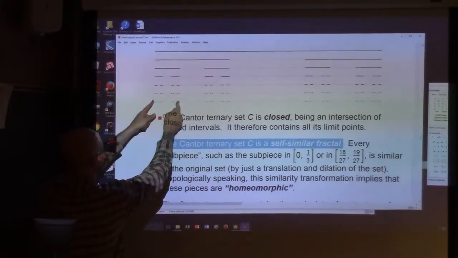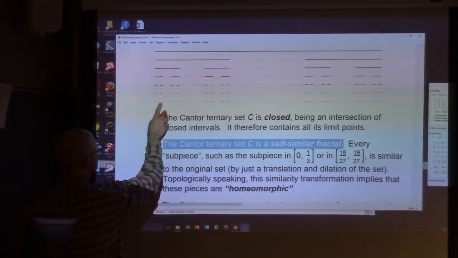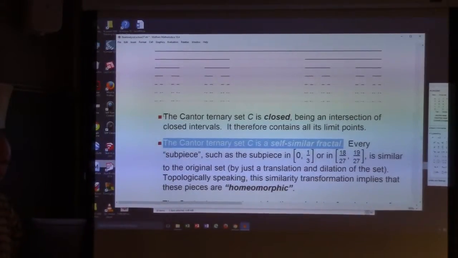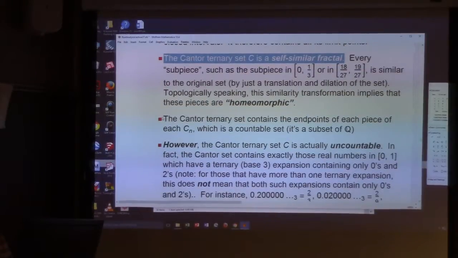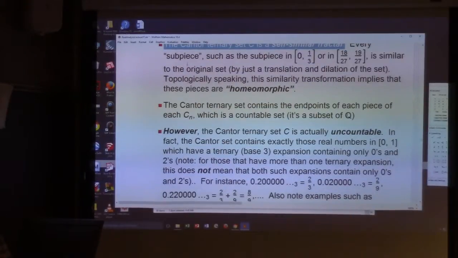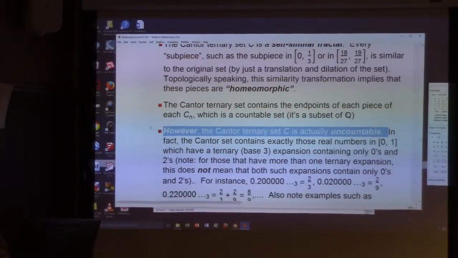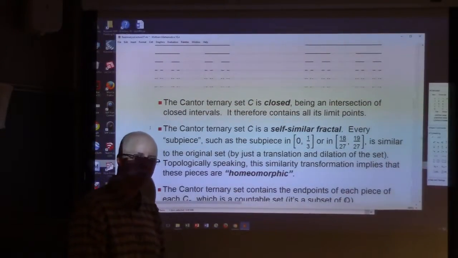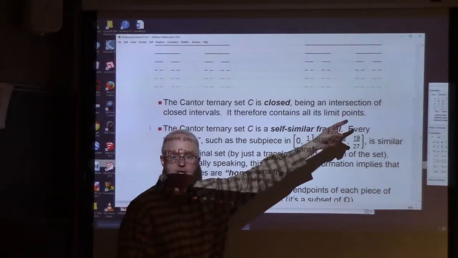This subset right there, for example, is similar to the whole. This subset right here is similar to the whole, etc. You can keep going. It's actually an uncountable set, which seems a little odd because it seems like it would be very sparse, like most points would not be in the Cantor set. Thinking of this last one as your best approximation of it.